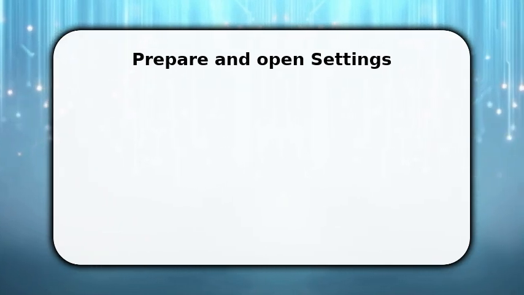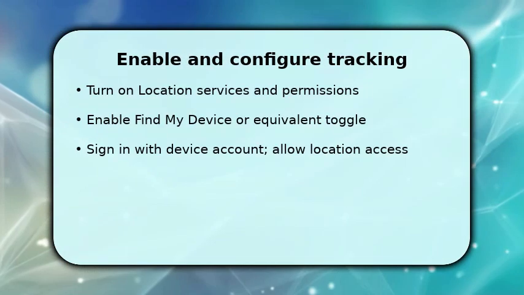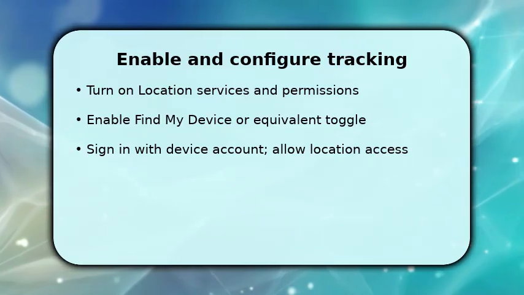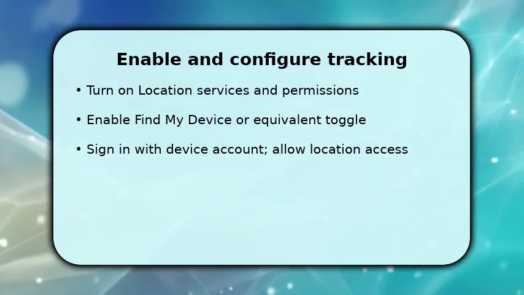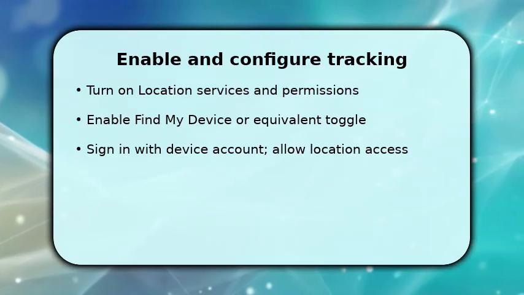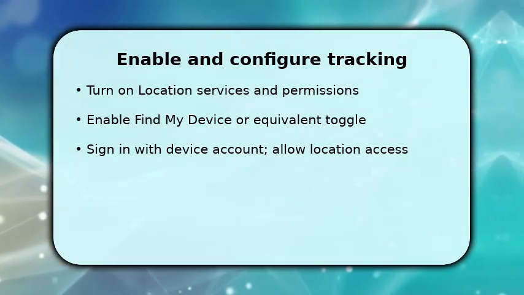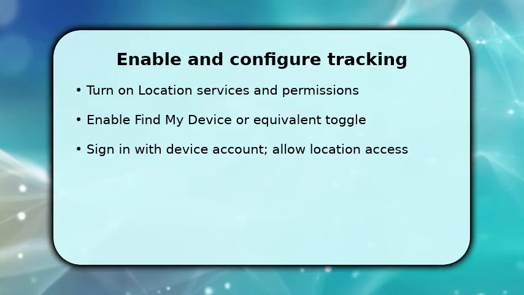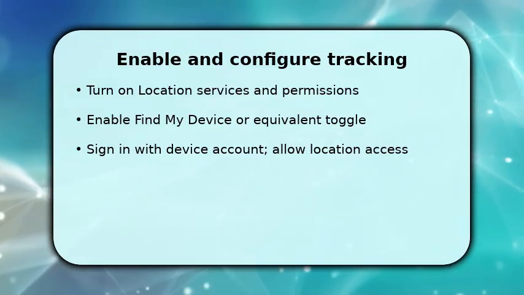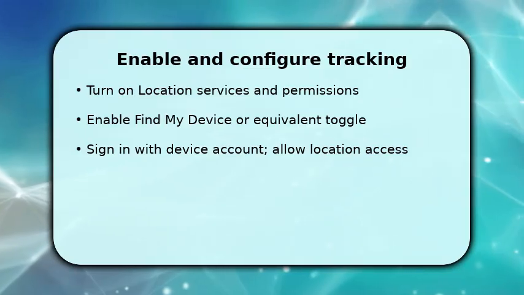Once done, go into Location or Privacy to enable location services and grant app-level permissions. This is required so the device reports its position. Then locate the Find My Device or similarly named toggle and switch it on. Make sure both device and account options are active.